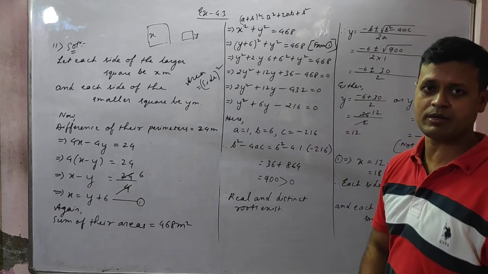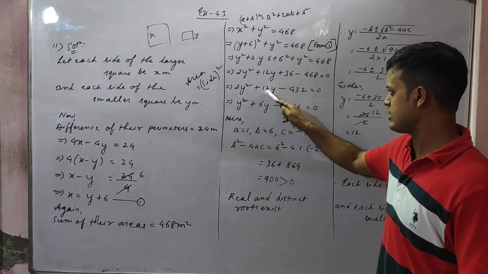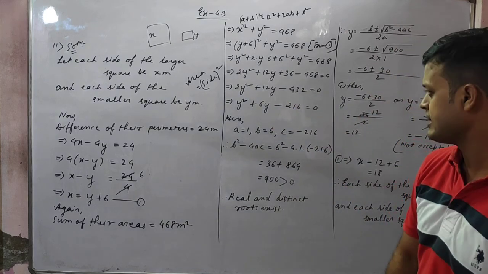36 minus 468 is how much? 432. Both sides I am dividing by 2. This will become y square, this will become 6y, and this will become 216.